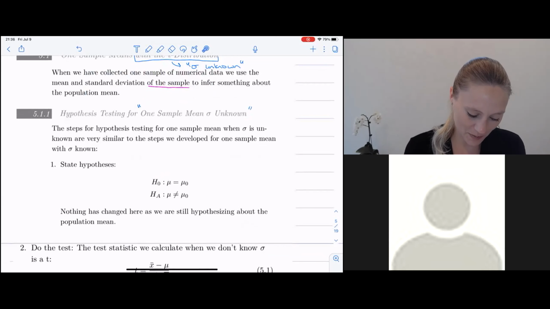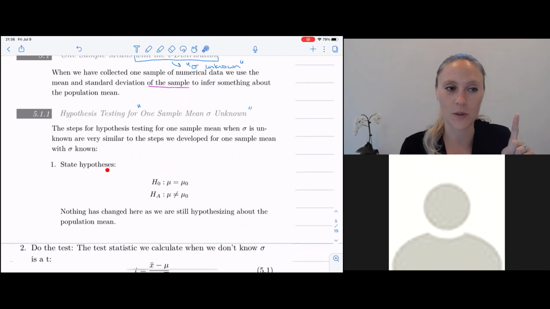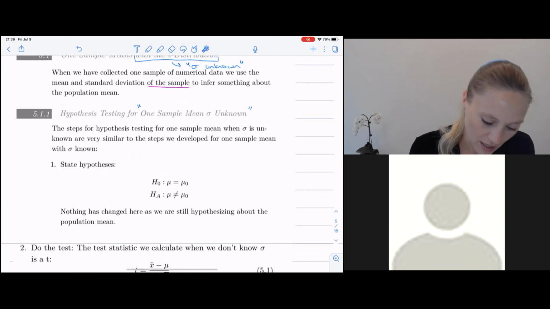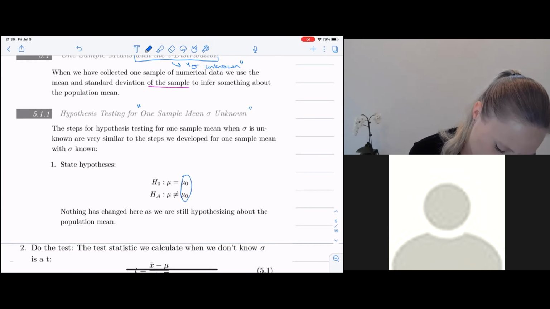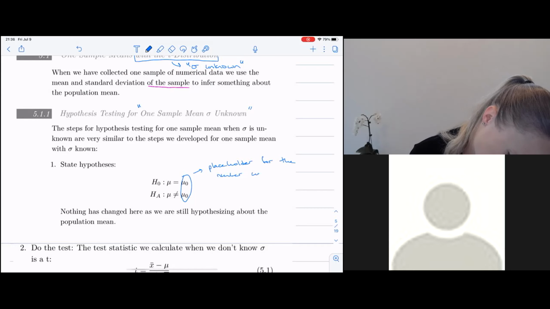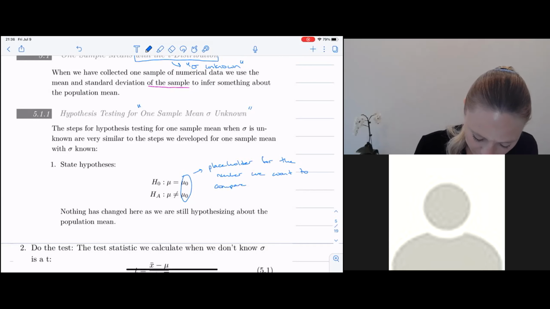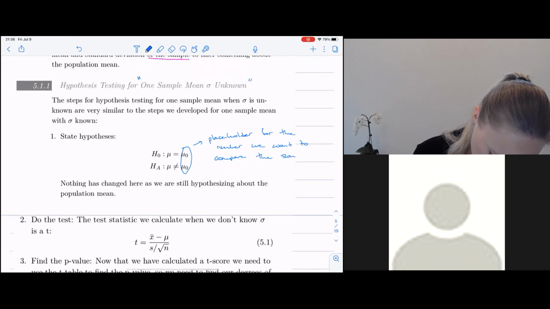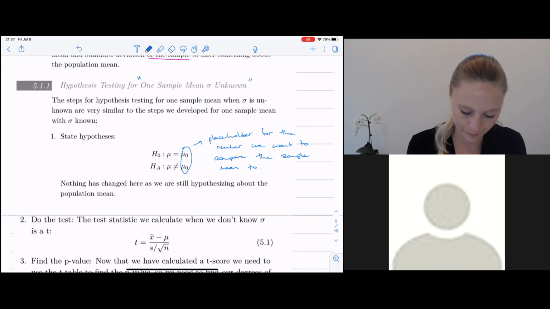But anyways, the steps are: 1, you have to state your hypotheses. So H naught is that mu equals mu naught. Nothing has changed here. The default alternative is not equal to, but it depends on the question. And mu naught is still a placeholder for the number we want to compare the sample mean to.